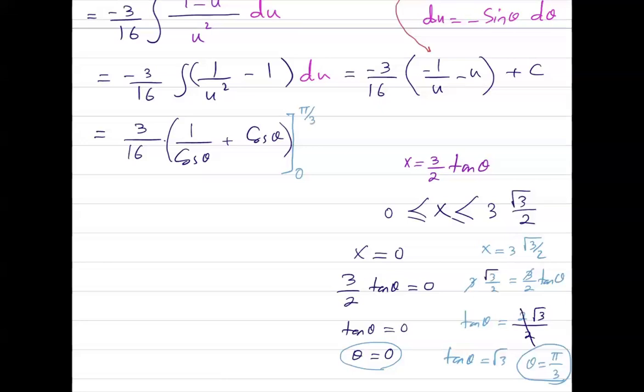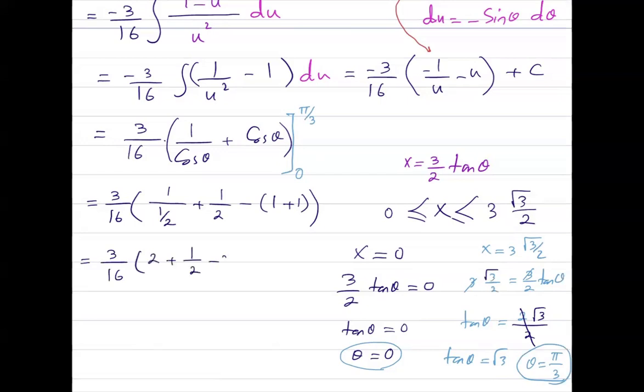Now we can just substitute these. You have 3 over 16, 1 over cosine of pi over 3, which is 1/2, plus cosine of pi over 3, which is 1/2, minus, if you plug in 0, you get 1 plus 1. So here you have 3 over 16, 2 plus 1/2 minus 2. So you get 3 divided by 2 times 16, or 32.